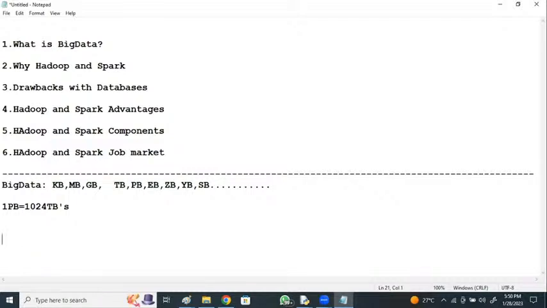Not only Facebook, right? Today we have many applications, and many applications are generating data in petabytes, right?